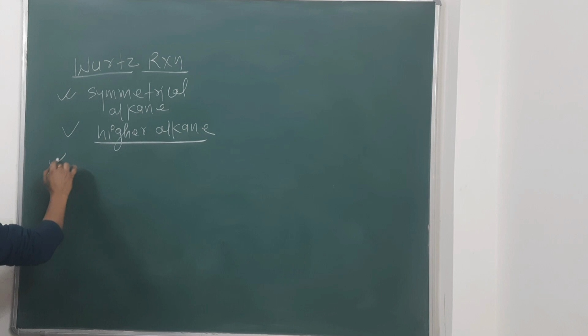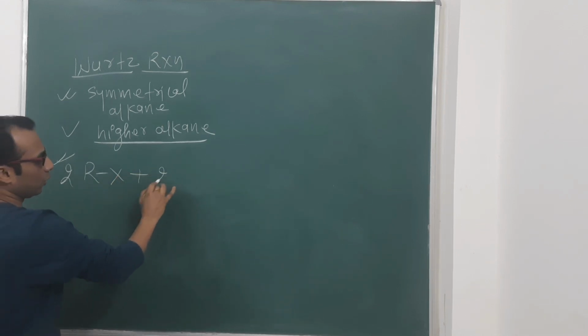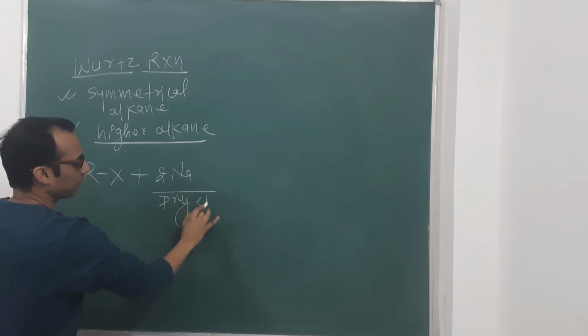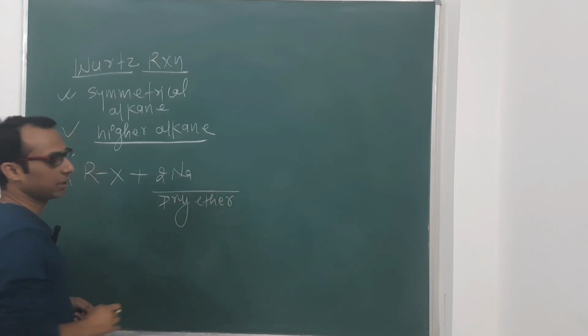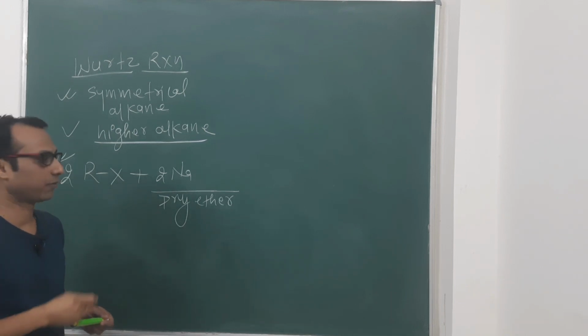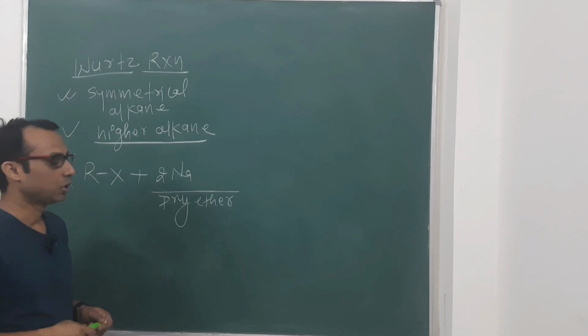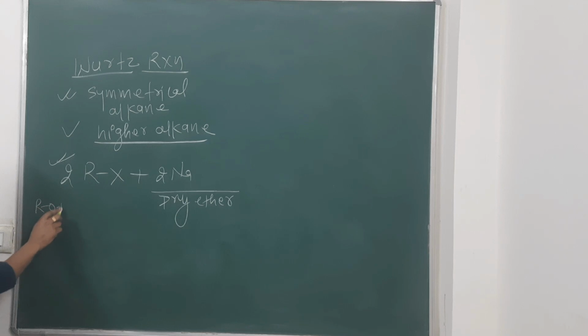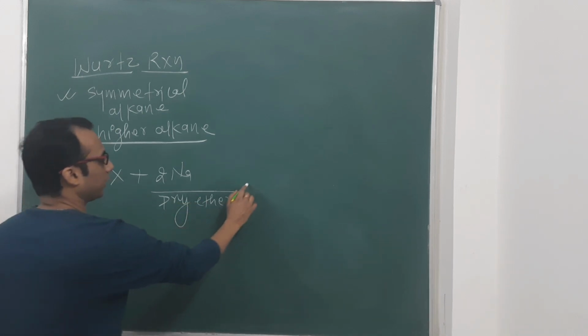Now understand here, when we take 2 moles of alkyl halide in the presence of sodium and dry ether. Why do we take dry ether, students? Because we don't want moisture, otherwise alcohol will form. So therefore we take dry ether. The dry ether formula, you know, is ROR. So we take dry ether so that the symmetrical alkane will form.